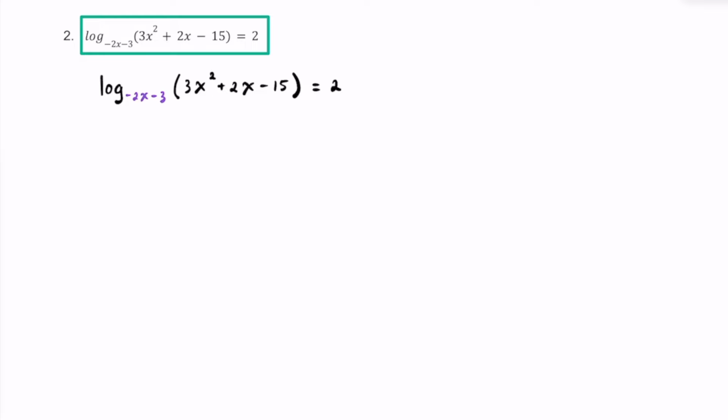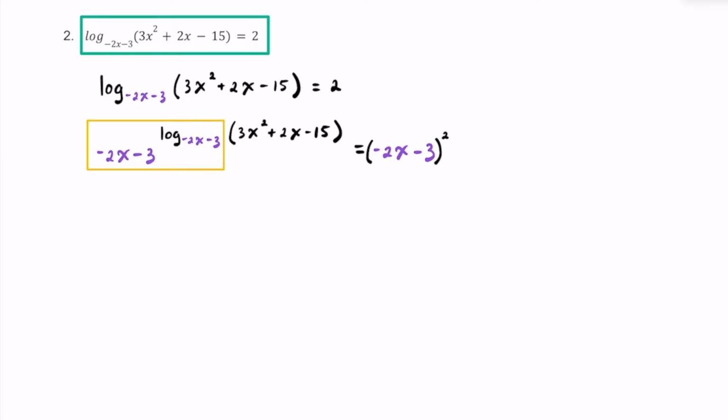Using our base of negative 2x minus 3, and make the entire left side of the equation an exponent, and then we're going to go ahead and use that same base of negative 2x minus 3 on the right side, and take the right side of the equation and make that an exponent. Let's go ahead and just put this in parentheses though. Just like in the last example, we want to remember that from our inverse property of logs that this is going to go ahead and cancel out, and we'll be left with this expression on the left side of the equation. So on the left side of the equation, this is going to go ahead and cancel out.